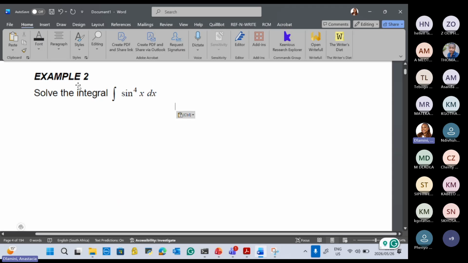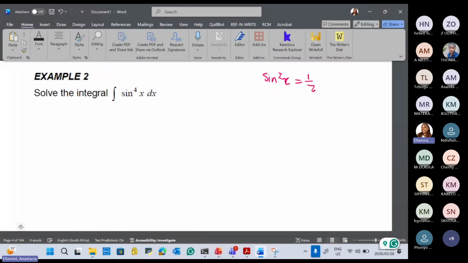Where do I start? Remember that the identity says sine squared x is equal to 1 over 2 times 1 minus cos of 2x. So where do I start? I have to the power of 4. So what do I do? You're going to say integral of sine squared x into bracket sine squared x dx. Then you take it from there. Does it make sense? Did we lose anyone?